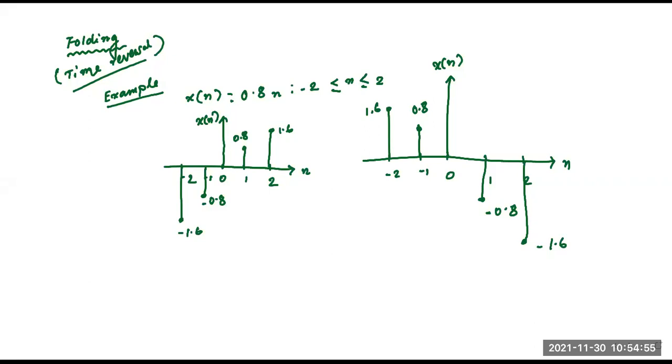Our next thing will be the time shifting of discrete time signal. And then we will go for addition, multiplication, and repeat, and then we will go to the system. So no problem with the folding? Again, I am asking. No, sir. Okay. Thank you very much. Let's go to the next section.